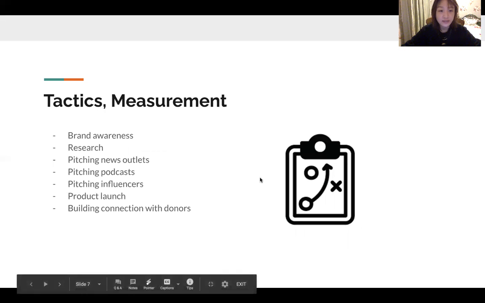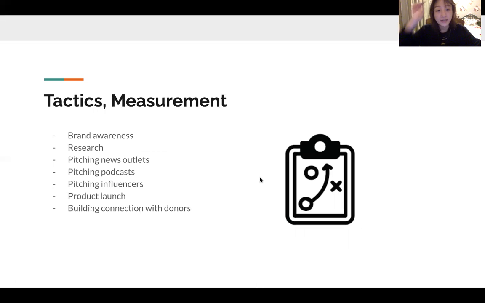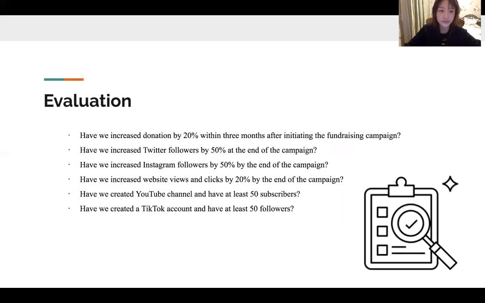And for the tactics, it's from several aspects. To raise brand awareness, we will basically be using social media and traditional media outlets. And research is to help us track what is working well. And we will also be pitching news outlets and podcasts and influencers to have them speak about our brand. And for the product launch, as I mentioned, the water bottles and straws. And at the same time, we will always be building connection with donors, volunteers, and our potential audiences.